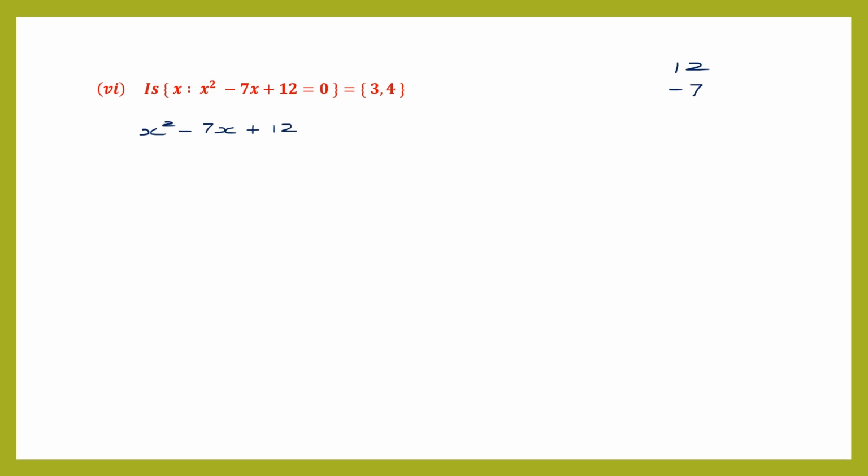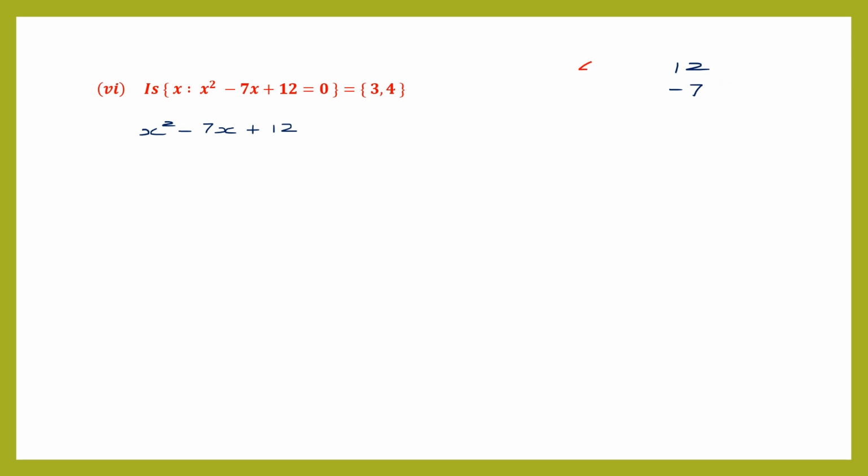Now we have to think of two numbers. When we multiply, we get 12. When we add, we get minus 7. So we have to think of two numbers that can give you 12. Now two numbers that can give you 12 are 1 and 12. You can get 2 into 6 is 12. You can get 3 into 4 is 12. Now, which of these numbers, when you multiply, we know that you get 12. Which of these numbers, when you add, will give us 7? Now, 1 and 12 will not give us 7. 2 and 6 will not give us 7. But 3 and 4 will give us 7. And 3 and 4, when you multiply, will give you 12 also.